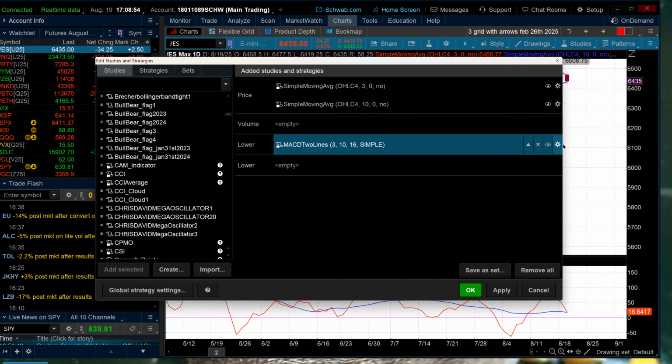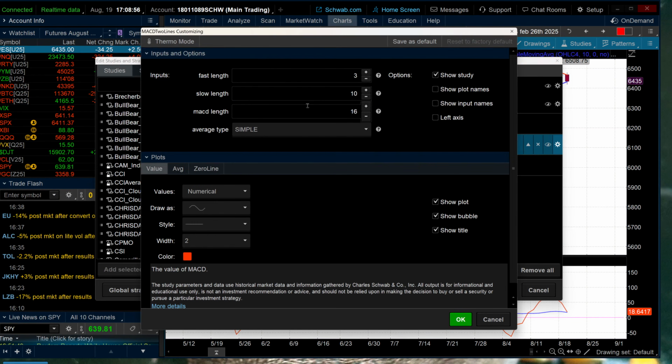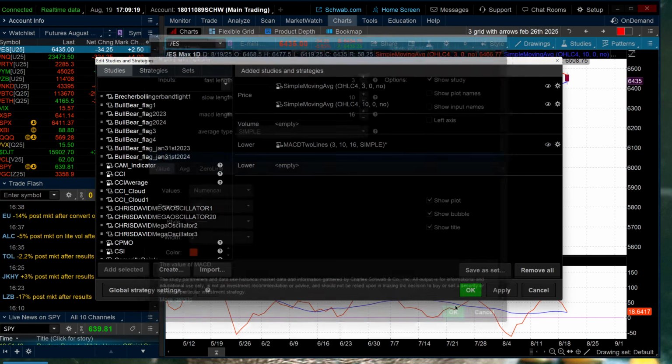Then what you do is you go into here, and you're going to see I put the fast length 3, the slow length 10, and the average of those two is 16. So all you're doing is taking 16 periods and averaging out. What I'm doing in there is the fast length is a 3 moving average, and the slow length is a 10 moving average. And you're taking the difference. So I'll show you what we're talking about.